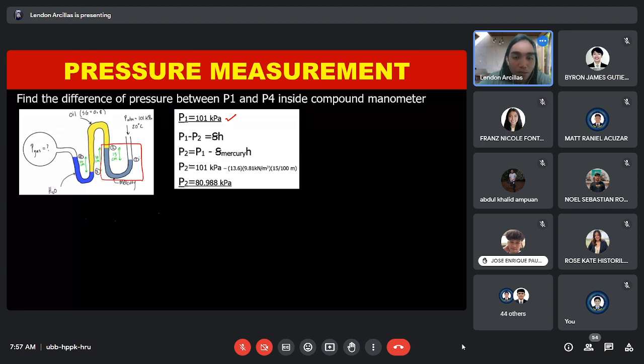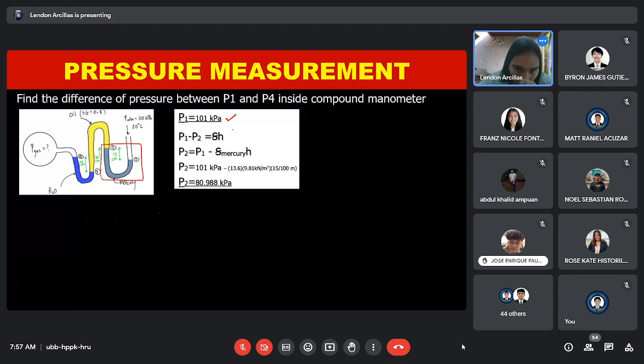Okay, balik tayo. So, therefore, P1 minus P2 is equal to the specific weight of mercury times the difference of P1 and P2. So, P2 is equal to P1. Yung P1 natin transpose to right side magiging, diba? This is the original equation. So, nilipat yung P2, yung specific weight times height nilipat din, kaya magiging subtraction.